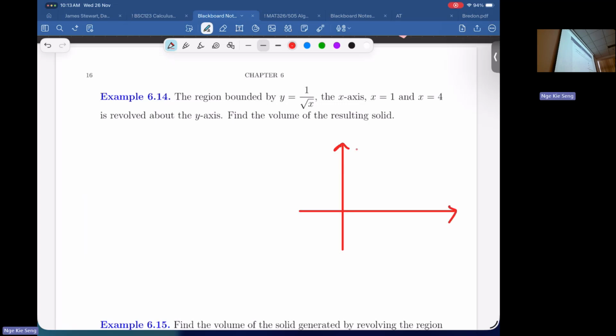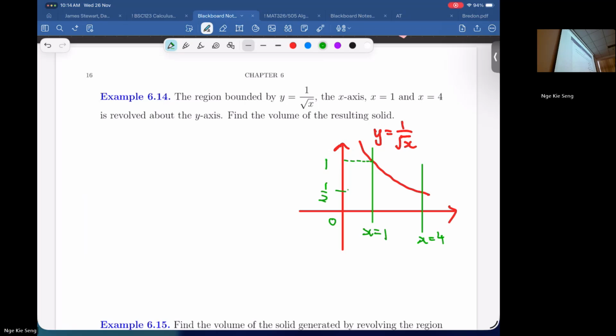1 over square root x looks something like this. It's always positive, so there's only one side here. And x equals 4, and x equals 1. So it will look something like this. We can quickly compute the intersection here. If you put x equals 1 into this y, you will get 1 over 1, which is 1. And if you put 4 into the square root, you get 2, so you get 1 over 2. It's indeed decreasing.